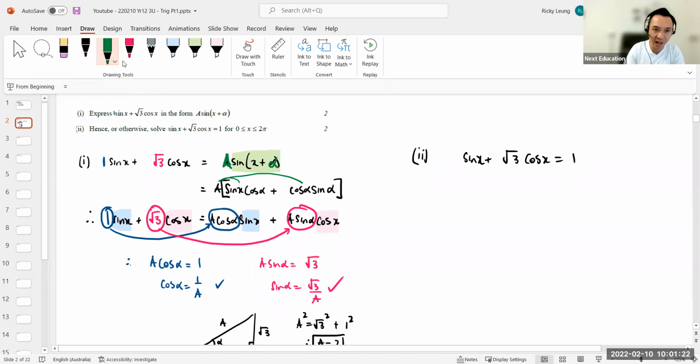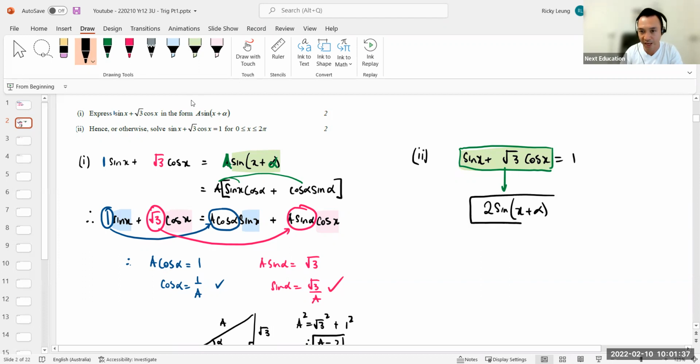In part 1, I have transformed this expression, right? I have transformed this expression into an expression that has 2 sine x plus alpha, into an expression that only has sine, right? Only has sine, and that is key, right? Equal to 1. Because once I have this, I can just apply All Stations Central to that, where I go divide the 2 over.